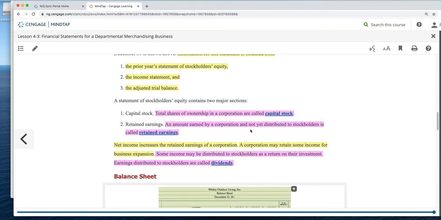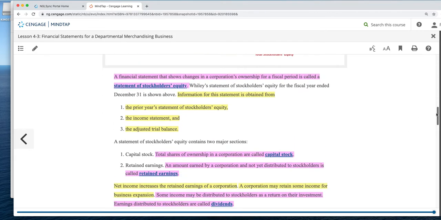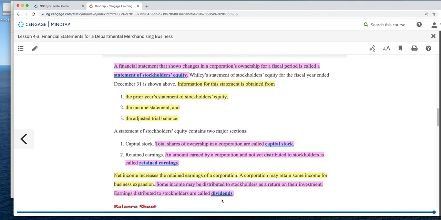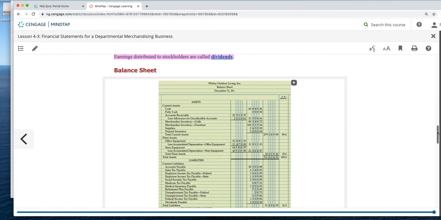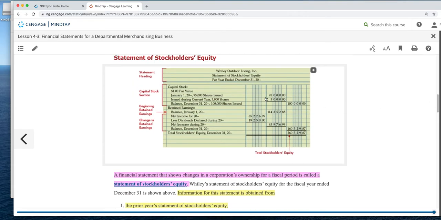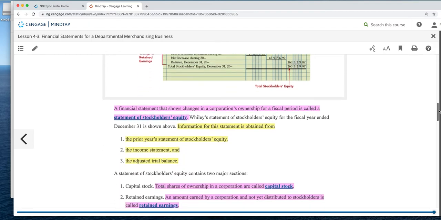And retained earnings is the amount earned by the corporation that's not yet distributed. We don't always distribute it as dividends. Sometimes we keep the money for infrastructure, buy vans, buy equipment, buy new printers, buy a new computer lab, whatever it might be. But that's the statement of stockholders' equity. You get most of those numbers from the directions up here. Adjusted trial balance, you get this from the income statement. Adjusted trial balance, add them all up.